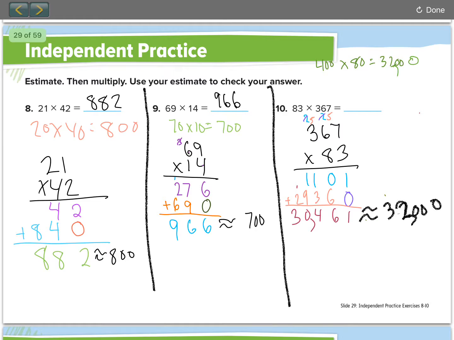8 times 6 is 48. 48 plus 5 is 53. I place my 3 and I carry my 5. 3 times 8 is 24, and 24 plus 5 is 29. So I have 29,360 on my second line. Now I find their sum, and I get 30,461, which is close to my estimate of 32,000.